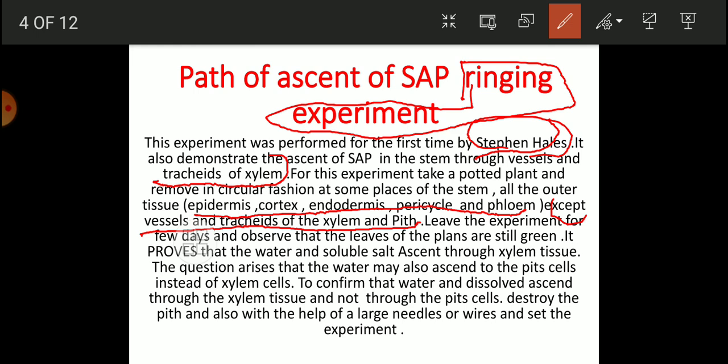Leave the experiment for a few days and observe that the leaves of the plants are still green.